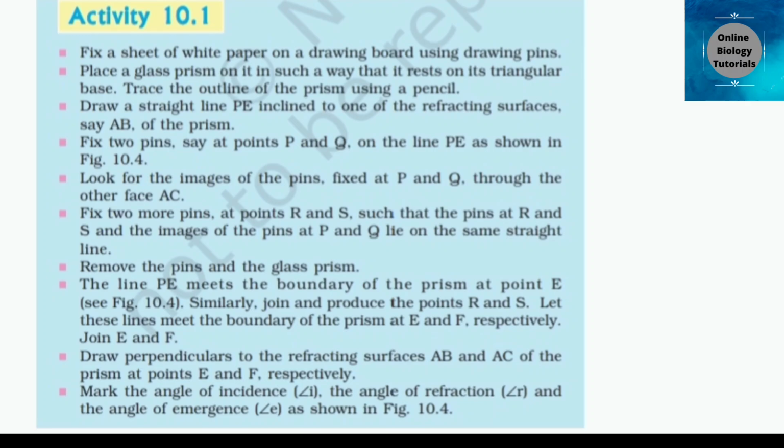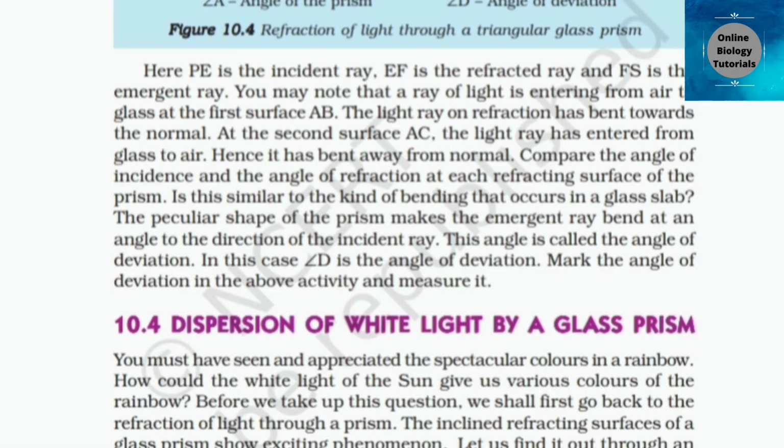Join E and F. Draw perpendiculars to the refracting surfaces AB and AC of the prism at points E and F, respectively. Mark the angle of incidence, angle I, the angle of refraction, angle R, and the angle of emergence, angle E, as shown in Figure 10.4. Here PE is the incident ray, EF is the refracted ray, and FS is the emergent ray.